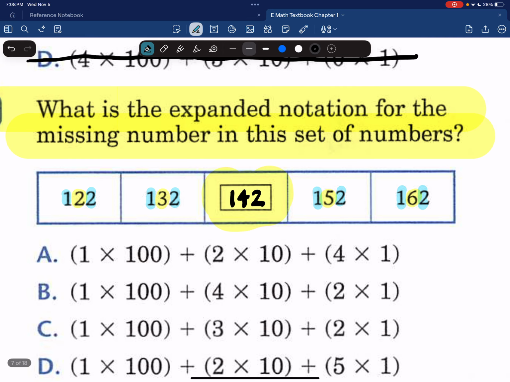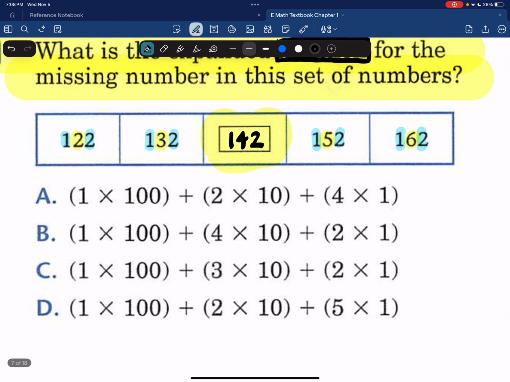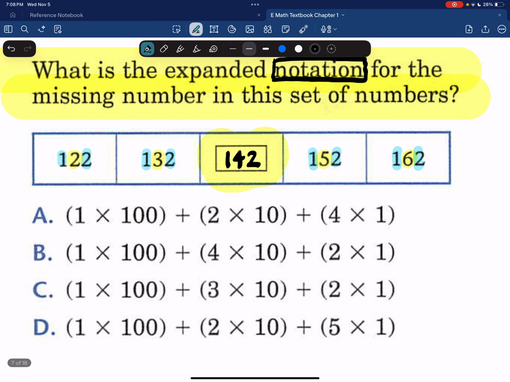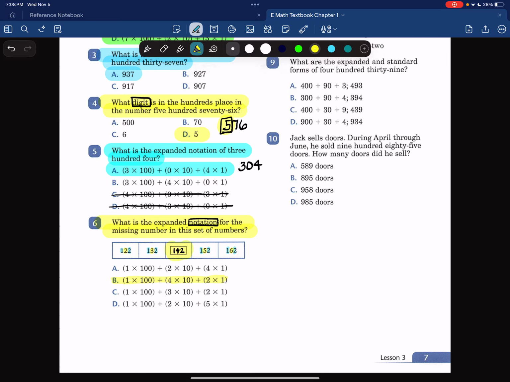So that's the missing number, but we have to find expanded notation for that. So notation, think of money, banknotes. In 142, I would have 1 $100 bill, 4 $10 bills, and 2 $1 bills. The answer is B. Okay. You want the expanded notation for that missing number. That's a very good question.